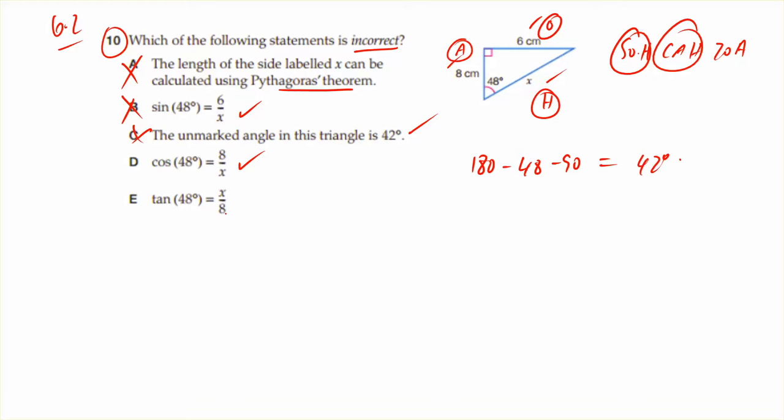Tan of 48 equals x on 8. TOA is opposite over adjacent. So opposite is 6, adjacent is 8. Now, as you can see, we've got x over 8 here. That's not correct. So our option E is what we want as the answer.